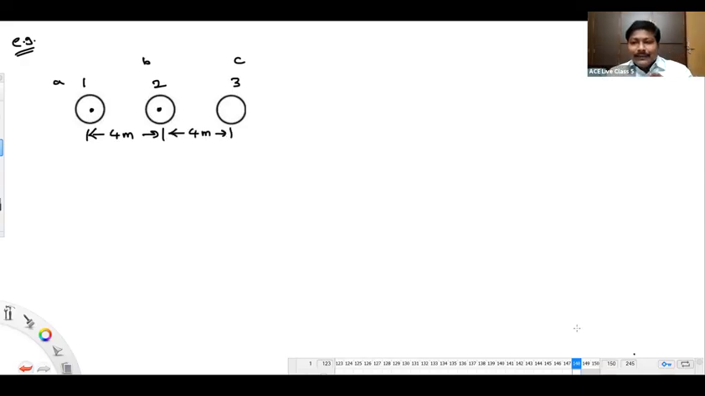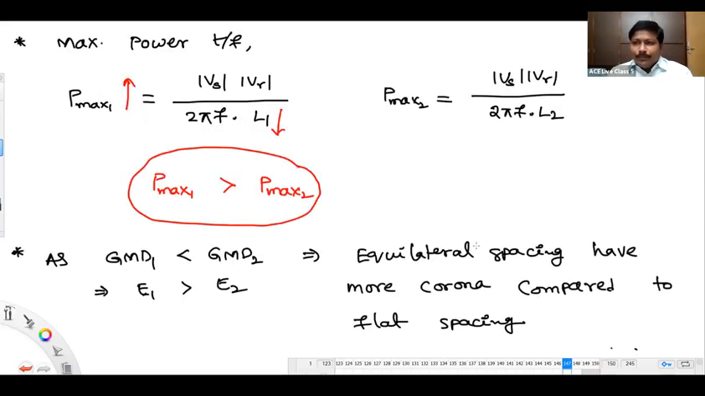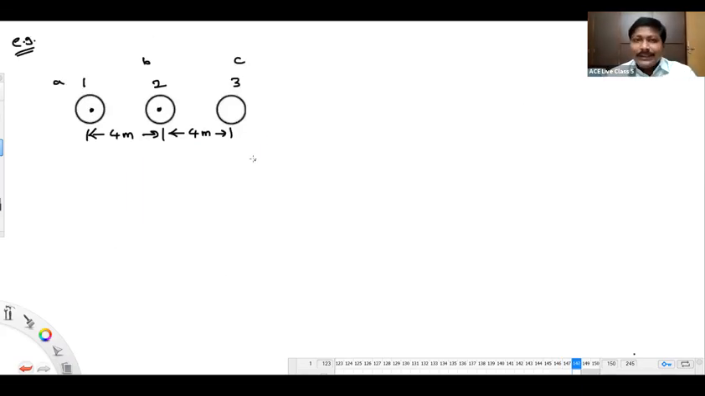Kindly listen. In the previous case, we compared the equilateral spacing with the flat spacing. But in the present case, what I am asking is within the flat system. Among these 3 conductors, 1, 2, 3, which conductor will have more corona? Which conductor will have less corona? Tell me please, among these 3.